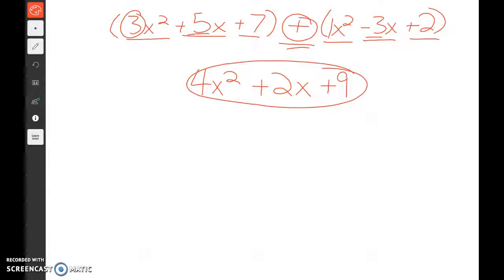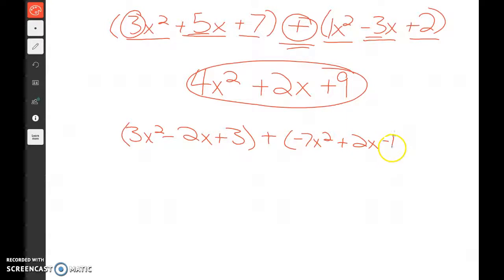Now, let's take up another one, and you can try this one. Just pause the video and try this problem. Well, let's say, what if we had, and sometimes they won't put parentheses around them. Let's say they give you this, 3x squared minus 2x plus 3 plus, now let's put parentheses just in case. All right, but let's say they did, I don't know, negative 7x squared plus 2x minus 10. See if you can do that problem pausing the video now.